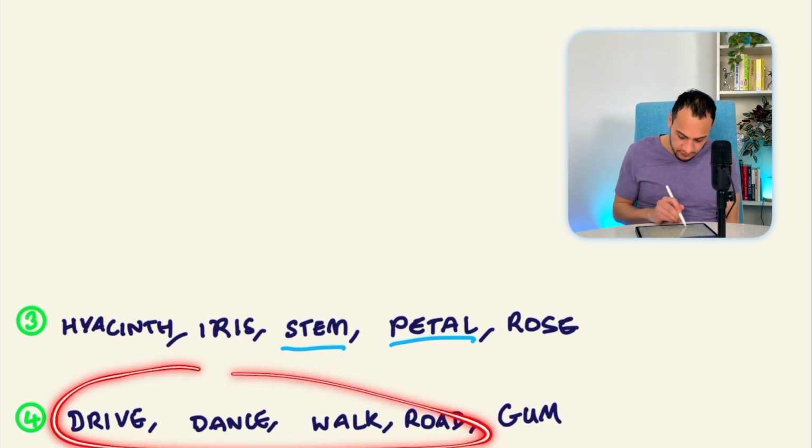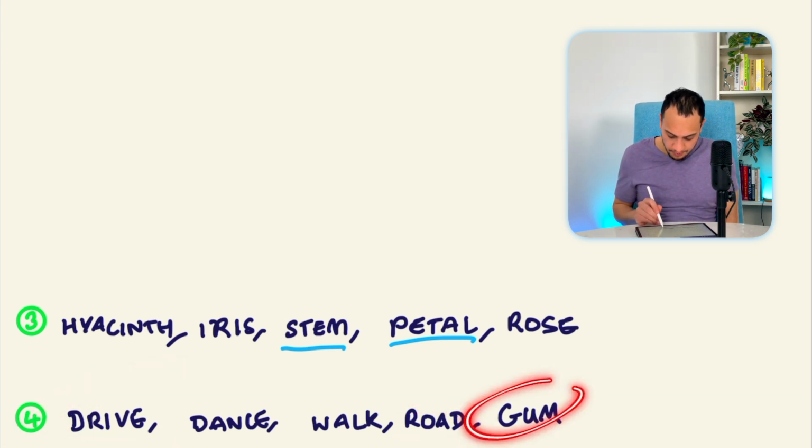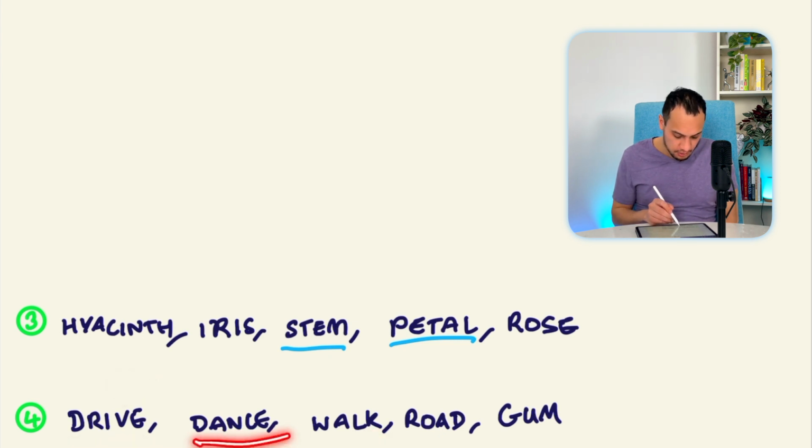So we've got drive, dance, walk, road and gum. Drive is a verb, dance is a verb, and walk is a verb. Now road and gum, on the other hand, are nouns. So in this case, we're going to select them because they're the ones that can be grouped.